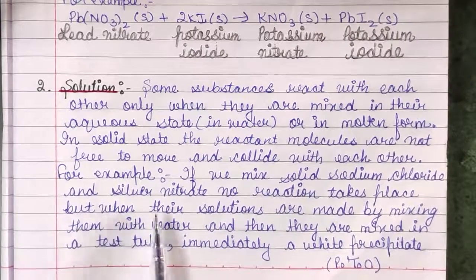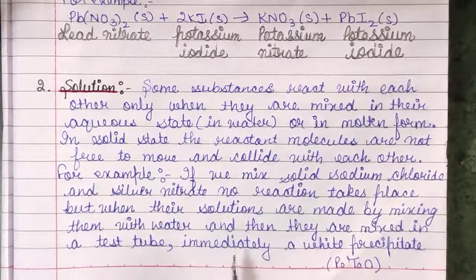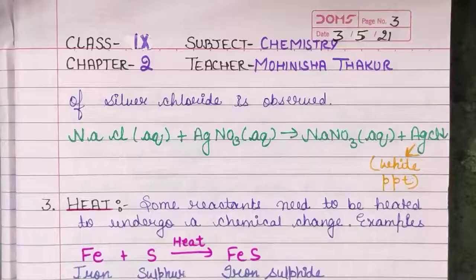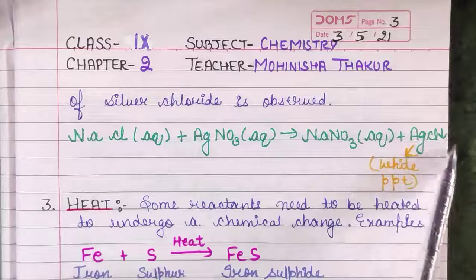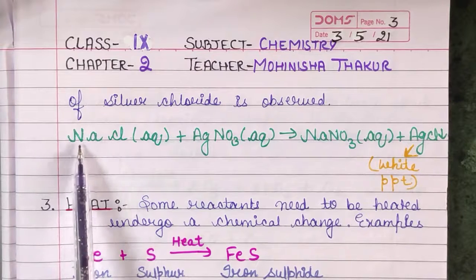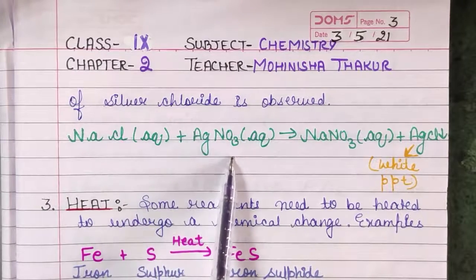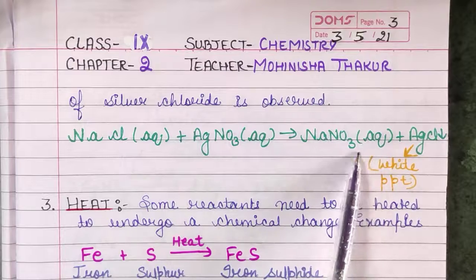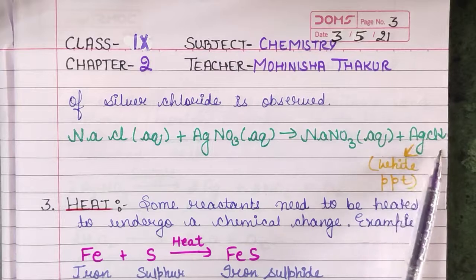But when their solutions are made by mixing them with water and then they are mixed in a test tube, immediately a white precipitate of silver chloride is observed, that you may observe by the reaction which is given on page number 3 of the notes and is sent on 3rd May 2021. Here, on reacting the aqueous solution of sodium chloride with silver nitrate, they will form sodium nitrate salt with the liberation of a white precipitate of silver chloride.